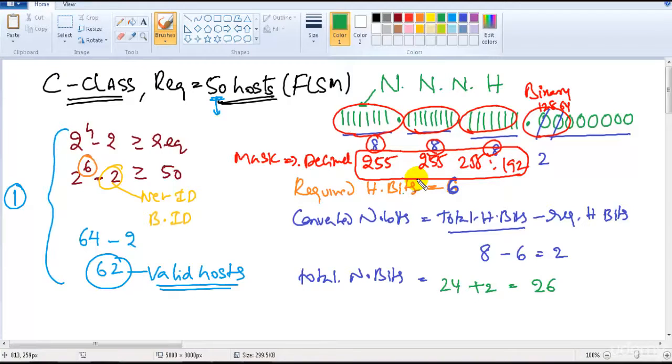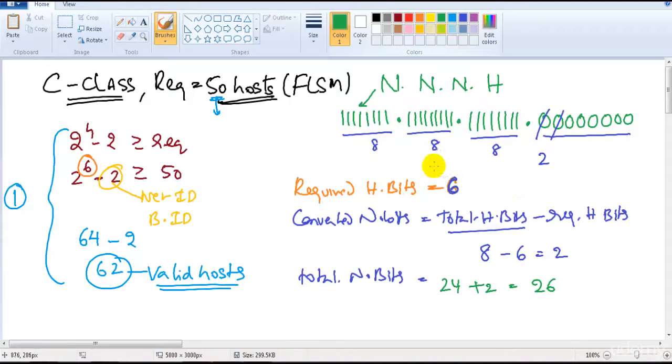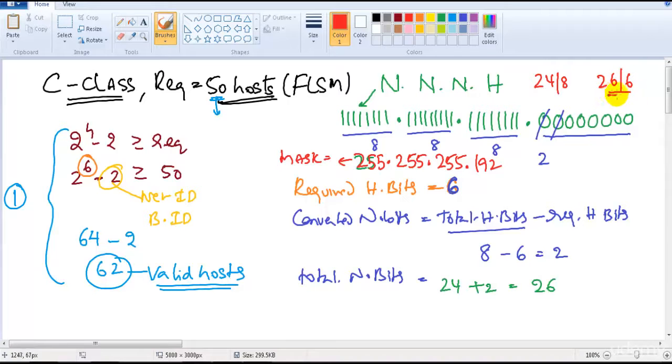The subnet mask changes because the size of the network changes. So let me write down the subnet mask here: 255.255.255.192 is the subnet mask. Now the tally of 24 and 8 has changed to 26 and 6, right? This was the default, and now it changed to 26 and 6.